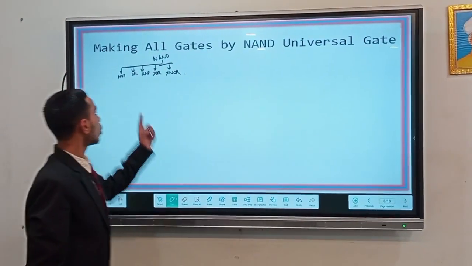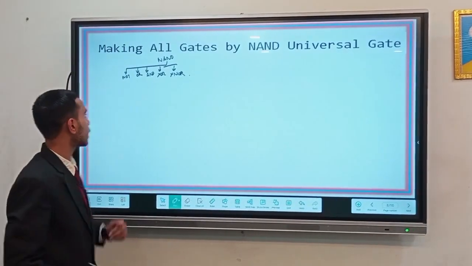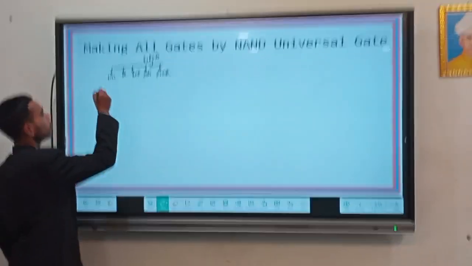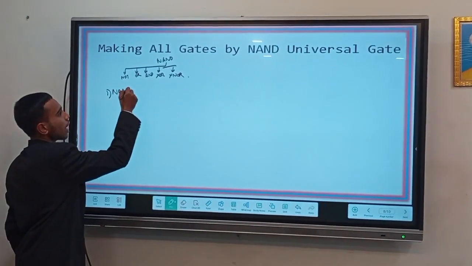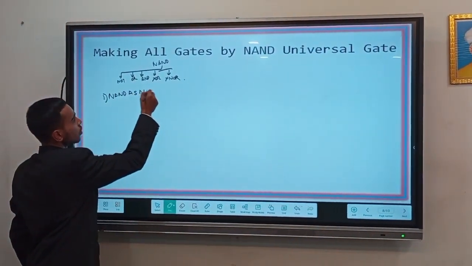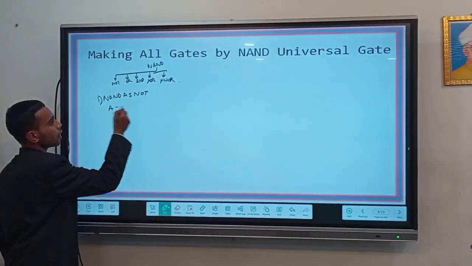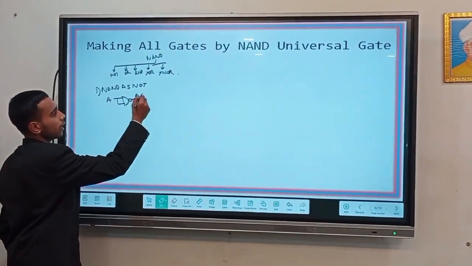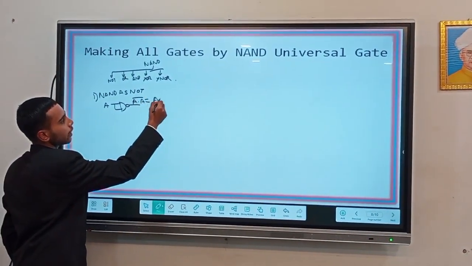We are going to make all the gates by the help of NAND universal gate. We are going to start with the NOT gate. Okay, so first is NAND as NOT. For this we are going to pass A to the NAND gate to get (A into A) whole complement. So we get A complement.